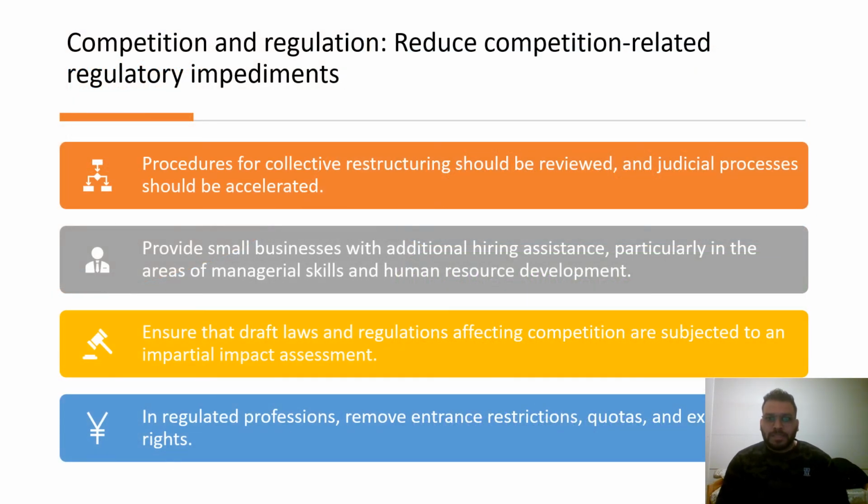On competition and regulation, reduce competition-related regulatory impediments. Procedures for collective restructuring should be reviewed and judicial processes should be accelerated. Provide small businesses with additional hiring assistance, particularly in the areas of managerial skills and human resource development. Ensure that draft laws and regulations affecting competition are subject to an impartial impact assessment. In regulated professions, remove entrance restrictions, quotas, and exclusive rights.